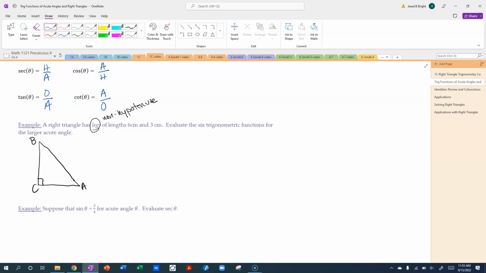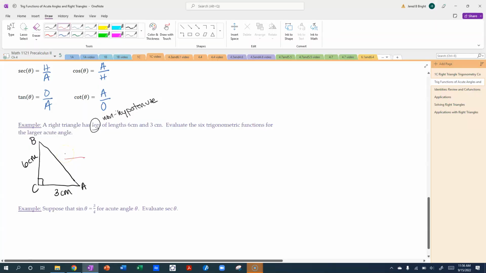So I'm going to say in my diagram, I think maybe side little b is about 3 centimeters. So I'm going to put that there, and then the 6 centimeters has to go there. And then I need to find this side yet, because a lot of the sides require the hypotenuse to be known. So I need to get that. But then the bigger question is, it says evaluate the 6 trigonometric functions for the larger acute angle.